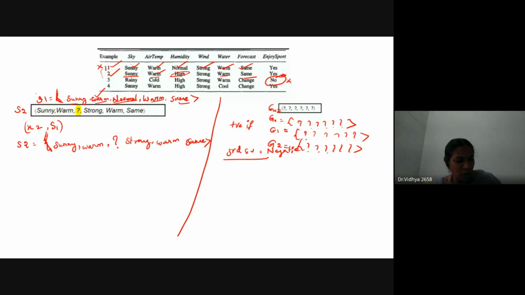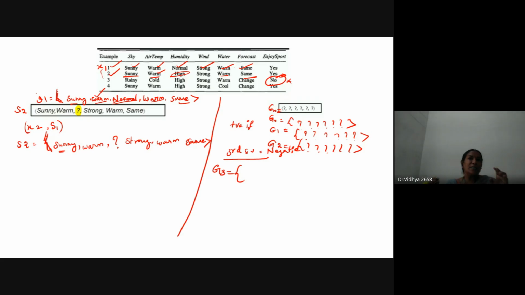Coming to the third one, G3, now we need to calculate G3. For calculating G3, we have to compare G2 along with the respective S2. Here S2 is sunny, warm, question mark, strong, warm, and the same. Then we work with S2 and also this X3.